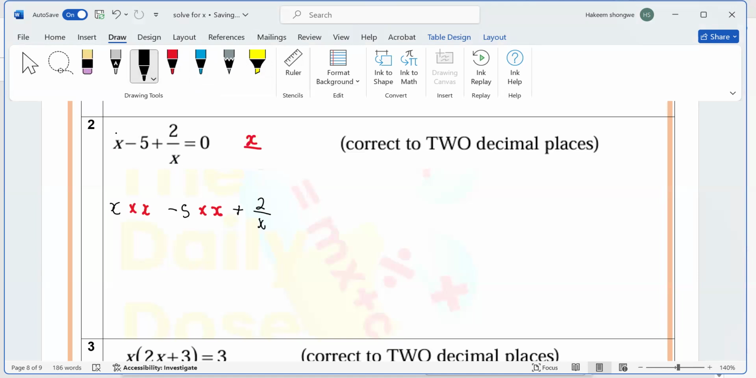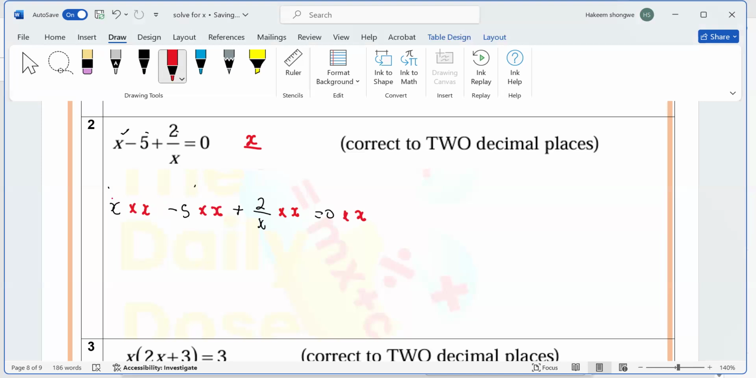You see the black one? The black one is these things. This one is this one. And then I'm going to multiply this by x equals to 0. Now we are also going to multiply 0 by x because you multiply everything.